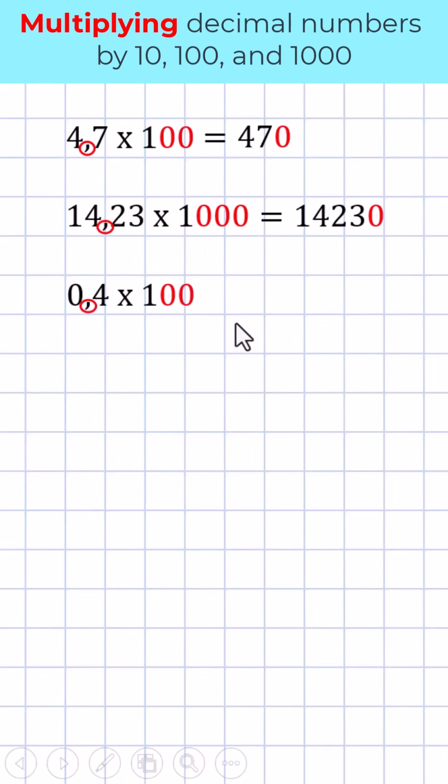Again, let's consider the product 0.4 times 100. The decimal point of the factor 0.4 must be moved 2 positions to the right, but after the decimal point, we have only one digit. So in this case, it is also necessary to add a 0 at the end. The result would be 040, and as is known, the 0 in the first position has no weight and can be eliminated, thus obtaining 40 as the result.